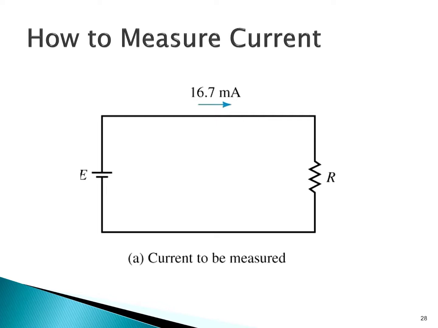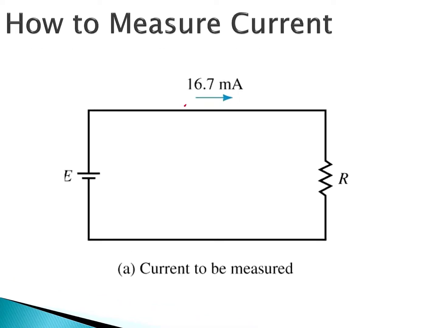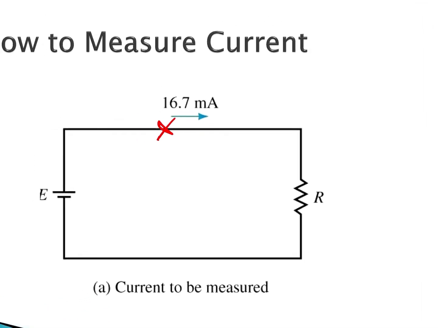Okay, so how would we measure the current in this loop? Well, we know it's indicating we have 16.7 milliamps, but how would we actually measure that with an ammeter? Well, the thing we need to understand is this loop has to be broken. So that means we have to open this circuit by disconnecting it somewhere in this loop in order to put the ammeter in series.